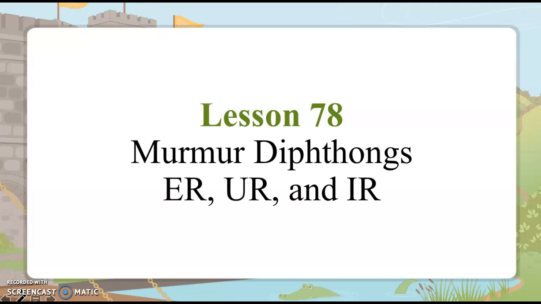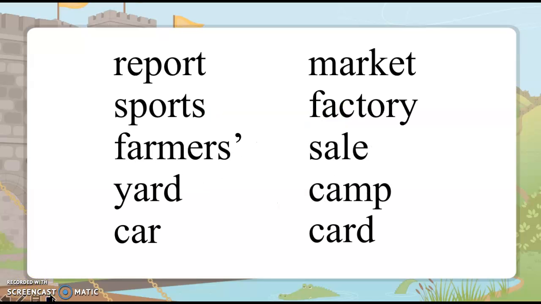Hi guys, this is our last phonics lesson for the year. Lesson 78, murmur diphthong ER, UR, and IR. Remember, we have already learned murmur diphthong AR, it says R, and we have learned OR, it says OR, and we're going to learn what ER, UR, and IR say today.